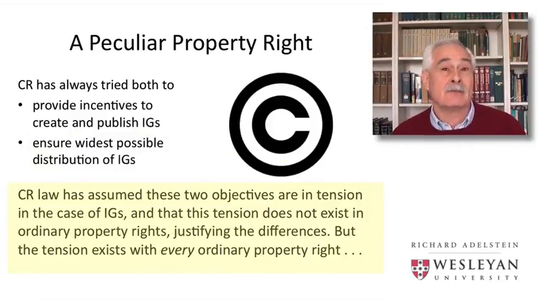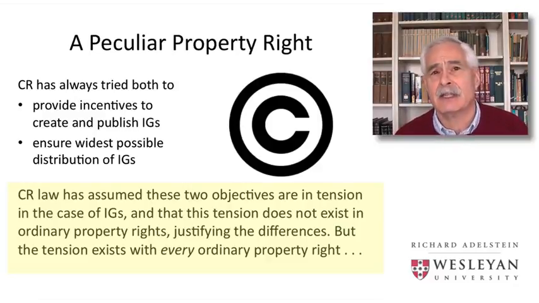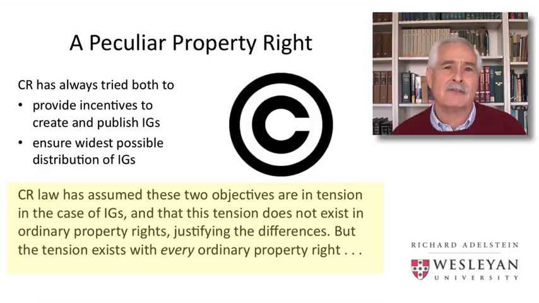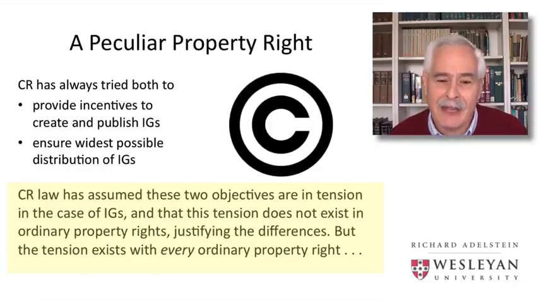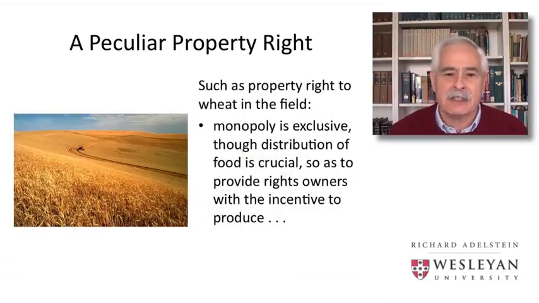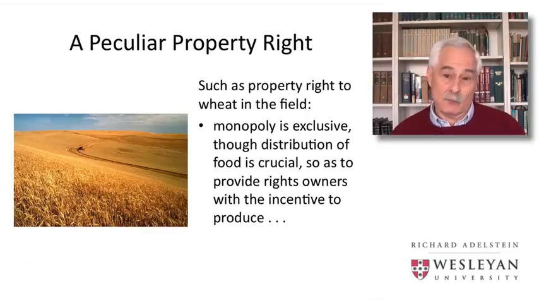Copyright law, as it has evolved since 1709, has always assumed that these two objectives, providing incentives to create intellectual goods and ensuring the broadest distribution of them, are in tension with one another, and in some sense they obviously are. But the copyright law has been structured under the assumption that this tension does not exist in ordinary property rights, and that this difference is what justifies the differences in the two kinds of law. But the tension exists with every ordinary property right, as you can see by simply considering the right to something which is not intellectual property, but ordinary property, like a property right to wheat in the field.